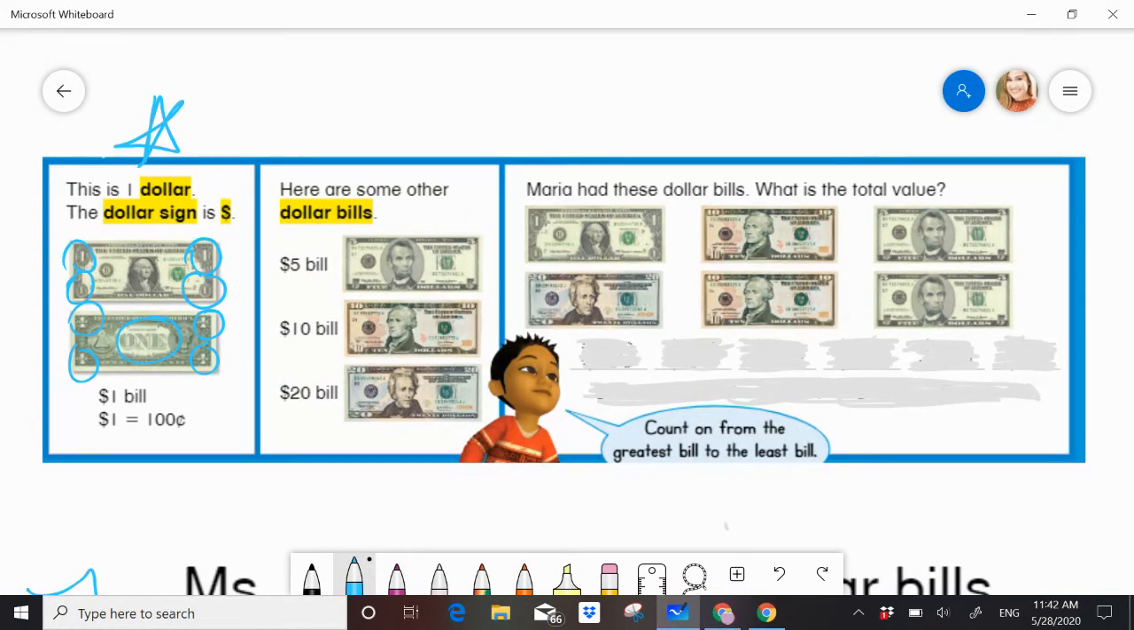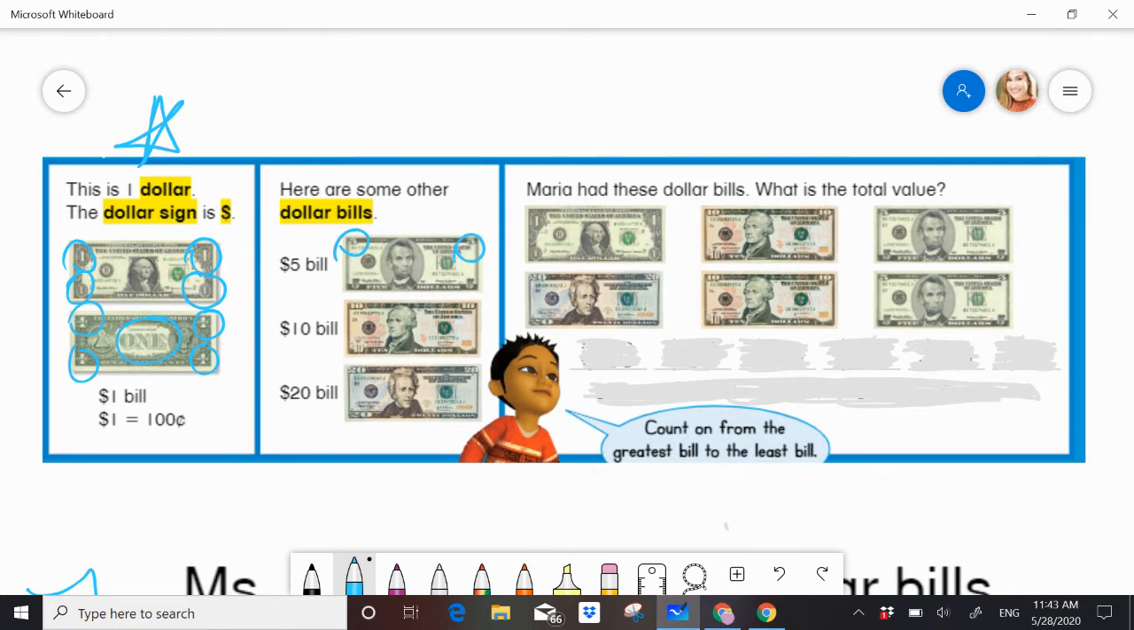$1 bill is equal to 100 cents or 100 pennies. 4 quarters, 25, 50, 75, 100. 4 quarters equal $1. Any combination, there's so many different combinations to get 100 cents. 100 cents equals $1.